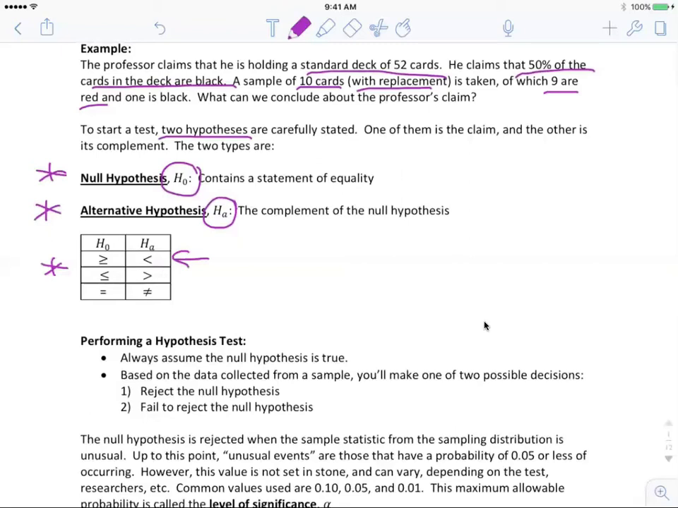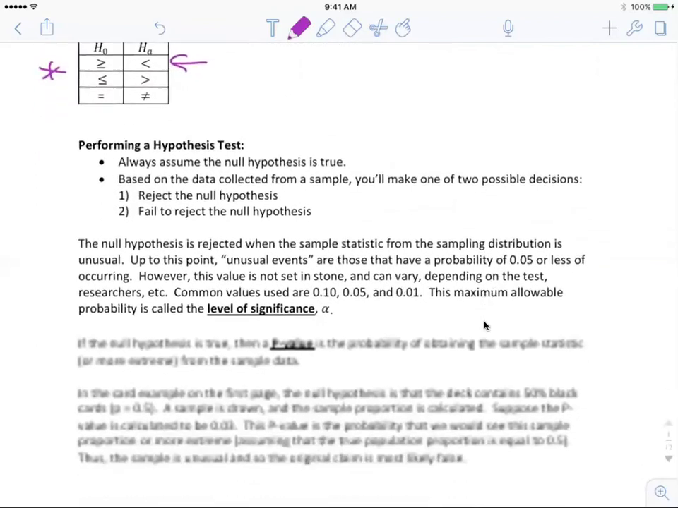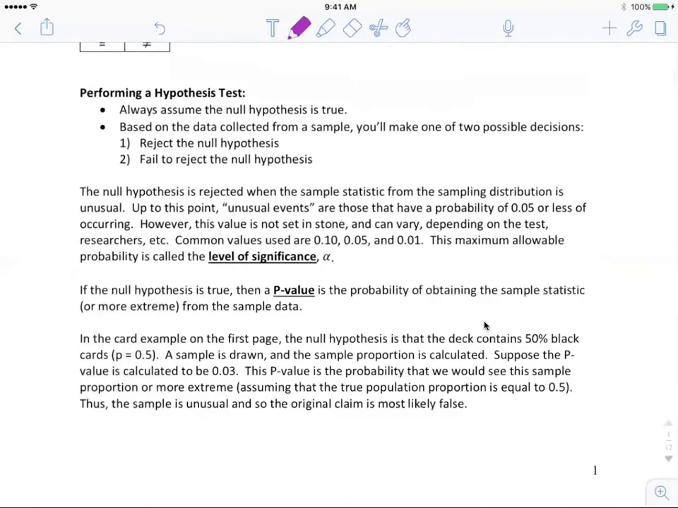When you're performing a hypothesis test, you're always going to assume that the null hypothesis is true, and then you're always going to do one of these 2 things based off of the sample. Reject that null hypothesis, or you just can't reject it. We'll say fail to reject it.